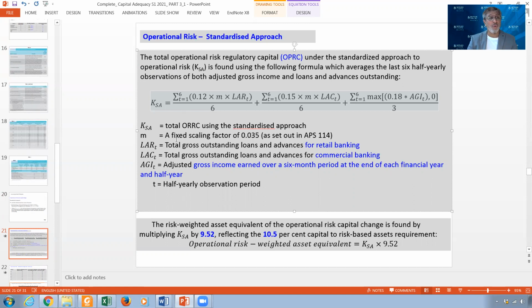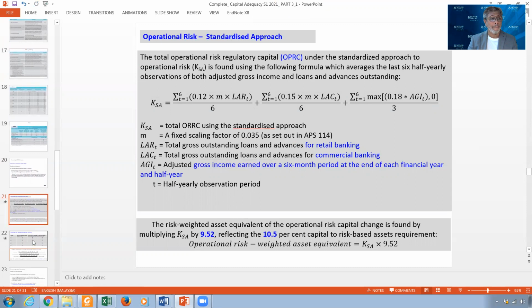So I have to take all the risks for retail banking, or the total gross outstanding loans for retail banking, gross outstanding loans for commercial banking, which is very easy to do. This is for the businesses. This is for the retail banking, which is personal lending. And this is the gross income from any other sources, okay? And then you have to take it for 6 months. As you can see, this will be given.